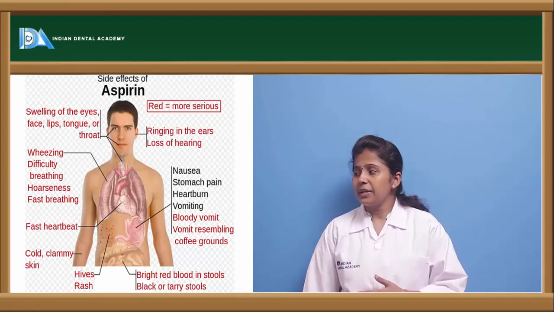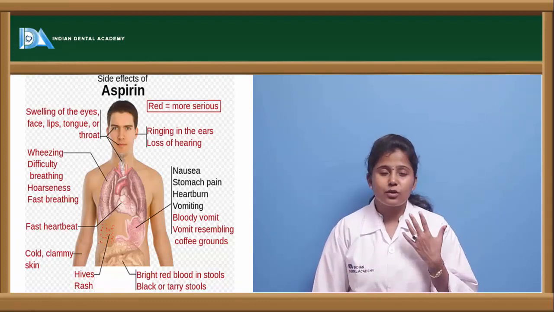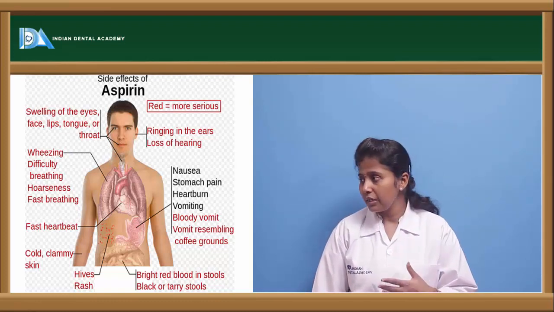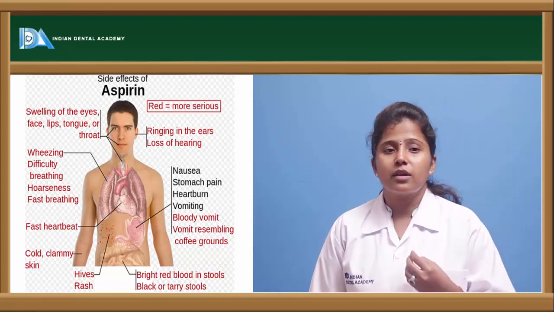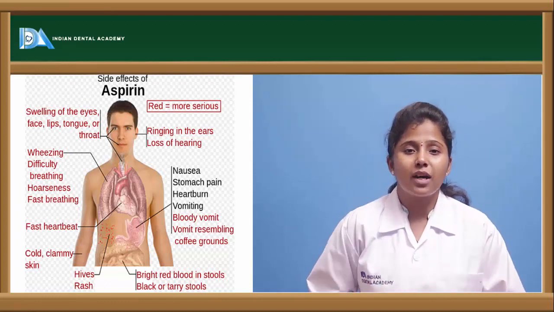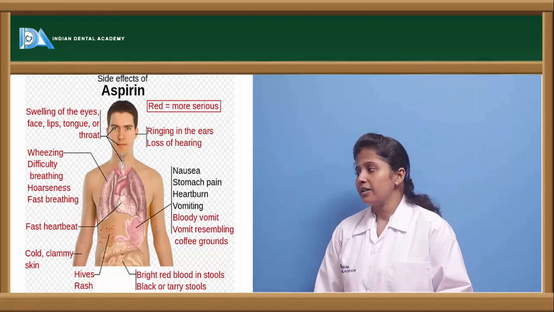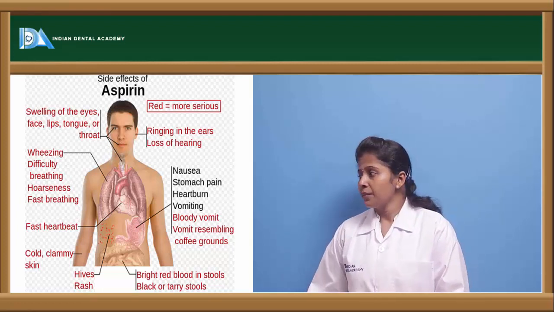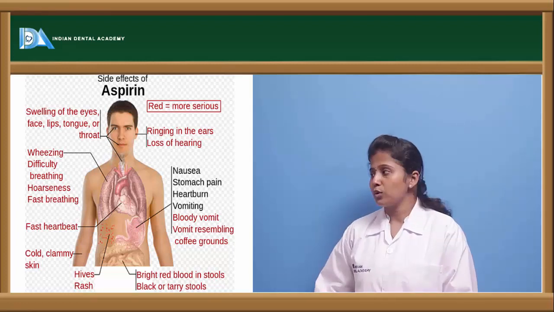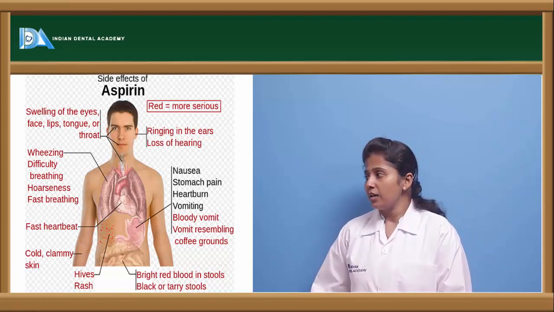See, here is the pictorial representation of the side effects of aspirin. It shows a ringing sound in the ears, and thereby the person can't hear properly. There will be a wheezing sound, a whistle-like sound occurring while the person is exhaling as well as inhaling. And there will be fast heartbeat, bright red blood in the stools, and bloody vomit also. So these are a few of the side effects occurring because of aspirin.